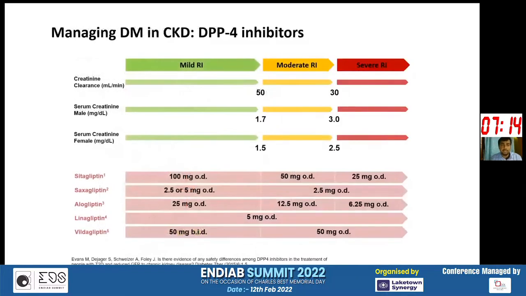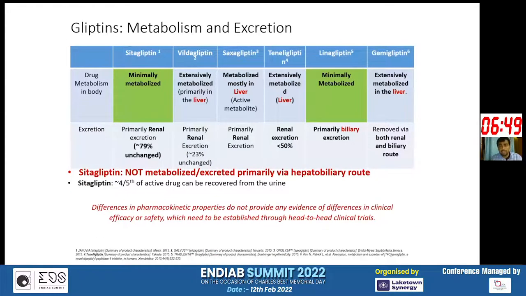Now coming to the management with DPP4 inhibitors, we can clearly see that sitagliptin, vildagliptin, all these gliptins require dose adjustment when eGFR goes below 60. But in case of linagliptin, in moderate and severe renal impairment, it does not require any dose adjustment. This is because linagliptin is minimally metabolized and has primary biliary excretion. Whereas sitagliptin is minimally metabolized, but has primary renal excretion. So this explains why linagliptin does not require any dose adjustment in chronic kidney disease.